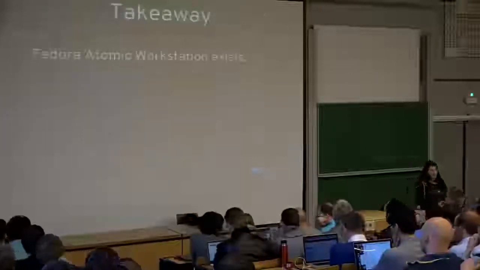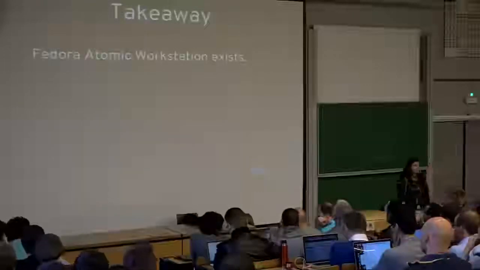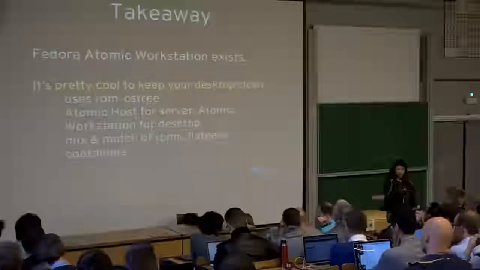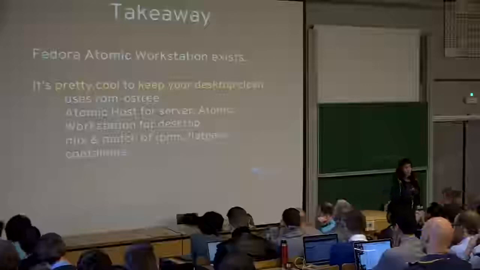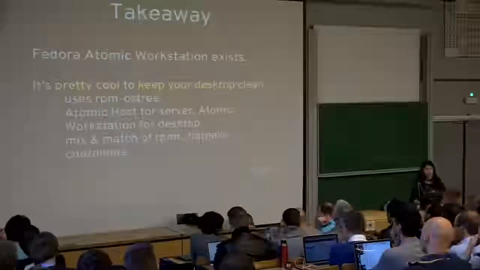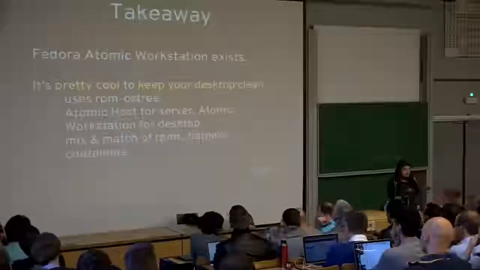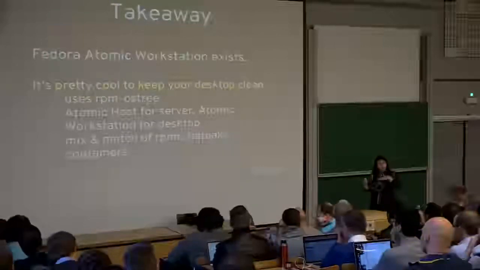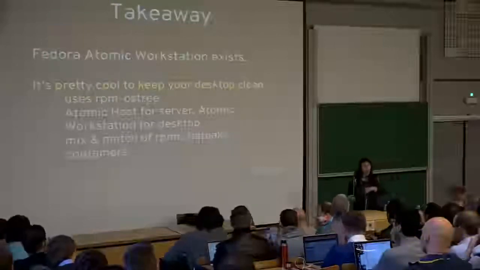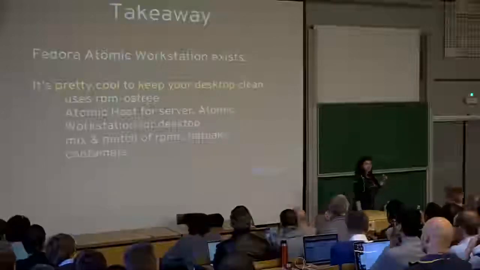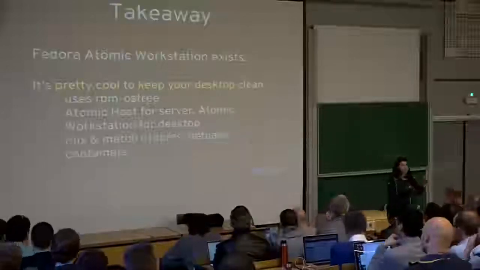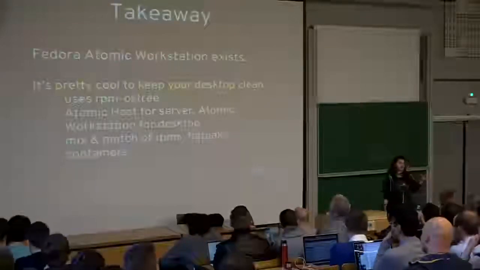And now we're going to come to the takeaway. So Fedora Atomic Workstation exists. It's pretty cool, and you can keep your desktop very clean with it. It uses RPM OS tree. Atomic Host is for server, and Atomic Workstation for desktop. You can also be crazy and use Atomic Host. I actually tried it, Atomic Host as a workstation, but it doesn't even have the wireless modules installed because it's obviously not needed. It's lightweight as much as it gets, and on a server you don't need wireless modules. So none of that is installed.